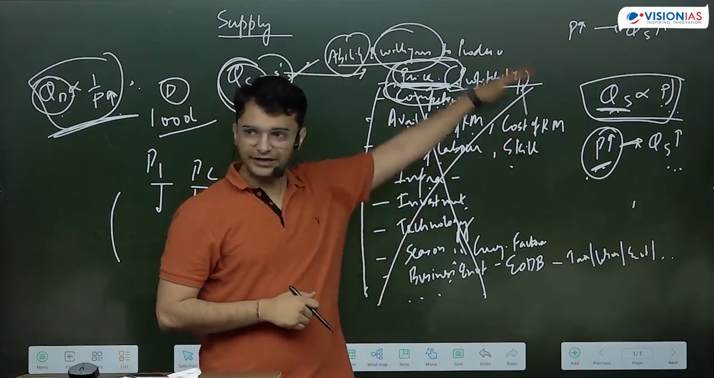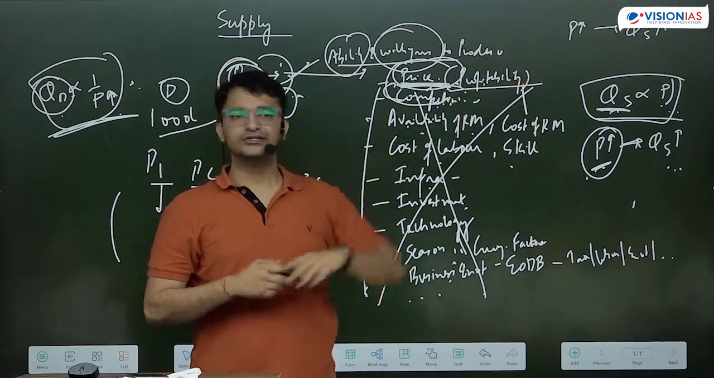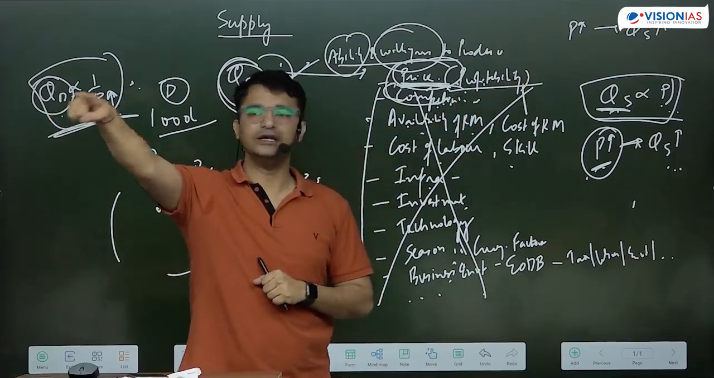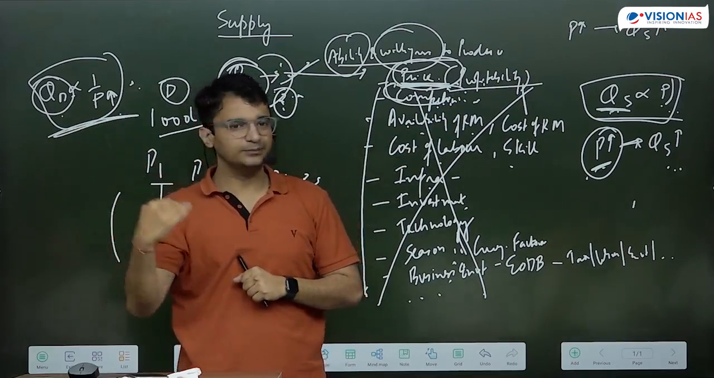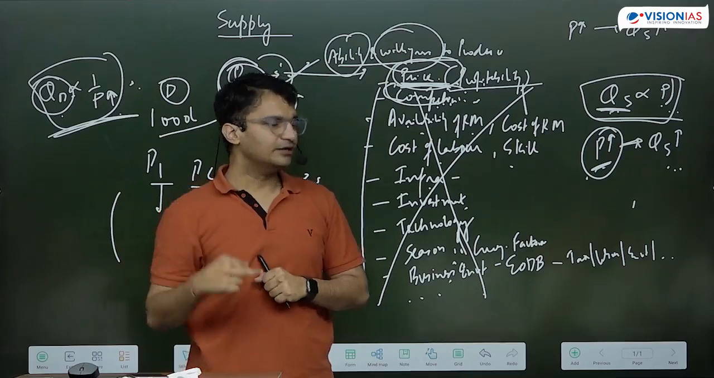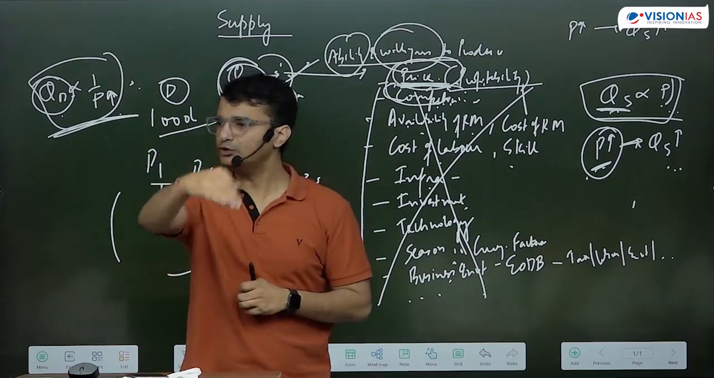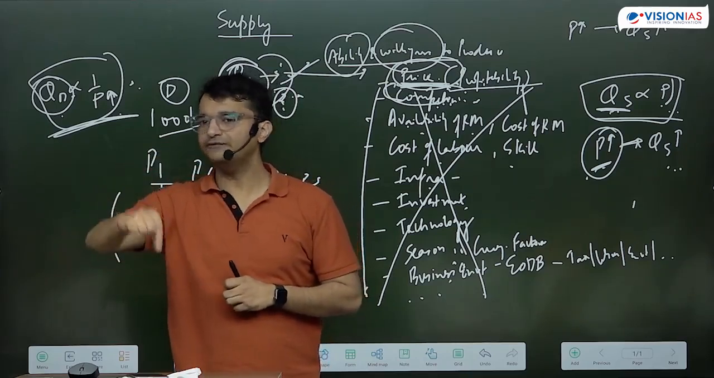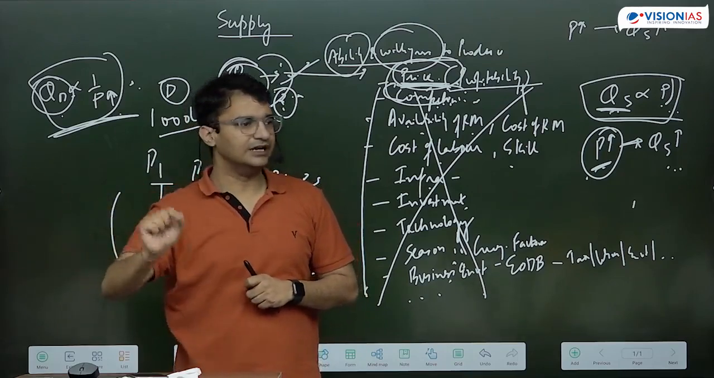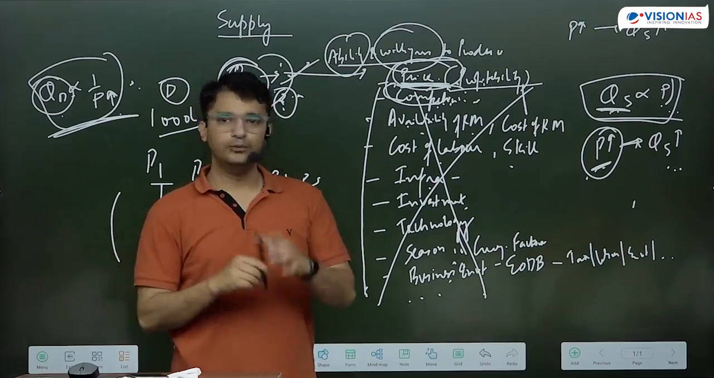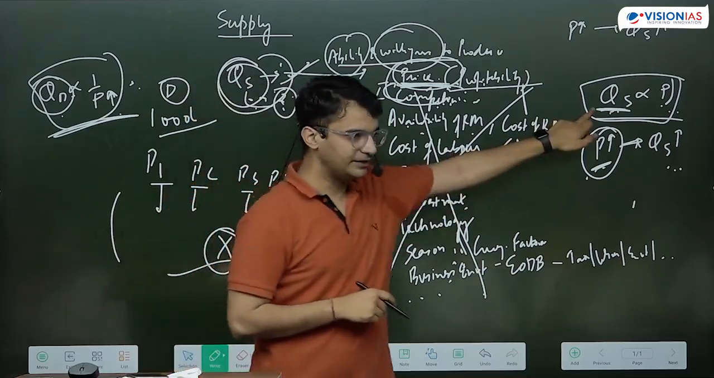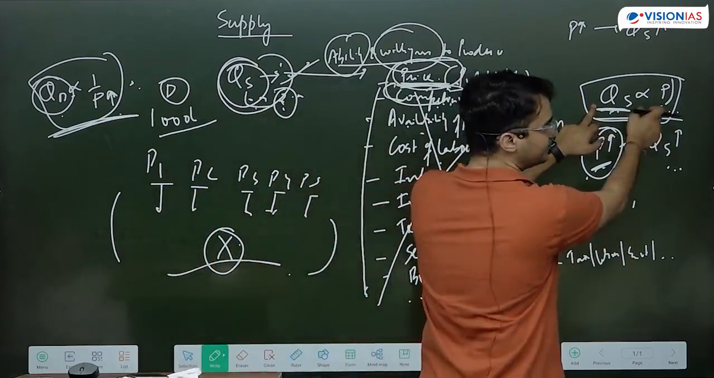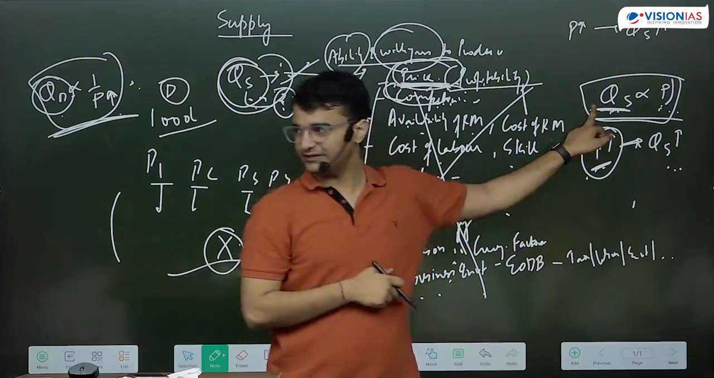When the price of a good increases, some of the people who were earlier unable to produce also become able to produce that good. As a result of that, supply will increase. Number one. Second, some people who were not willing to produce that good may also become willing to produce that good. As a result, willingness also increases. So therefore, both ability and willingness to produce increase. That is why we say supply increases. QS increases when P increases. This is what the law of supply states.